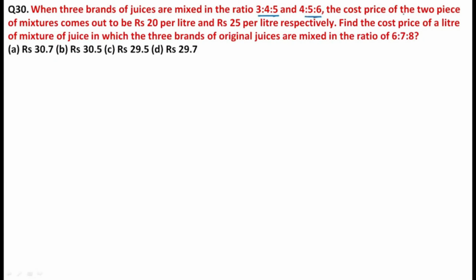When three brands of juice are mixed in the ratio of 3 is to 4 is to 5, and 4 is to 5 is to 6, the cost of the two mixtures comes out to 20 per liter and 25 per liter respectively. Find the cost price per liter of the mixture in which the three brands of original juices are mixed in the ratio of 6 is to 7 is to 8. If they mix in the ratio of 3 is to 4 is to 5, the price becomes 20 rupees per liter. If they mix in the ratio of 4 is to 5 is to 6, the price becomes 25 rupees per liter. Now if they mix in the ratio of 6 is to 7 is to 8, what is the respective price? That is the question you need to identify.